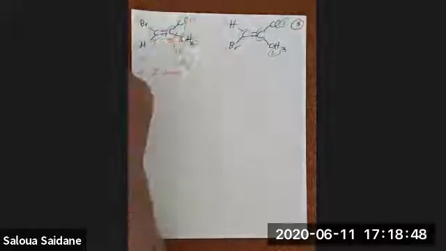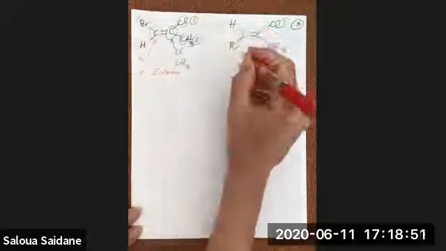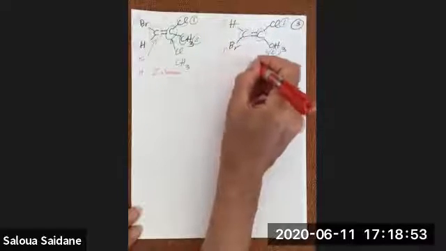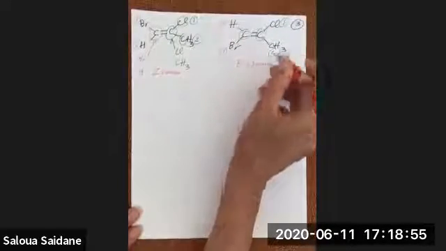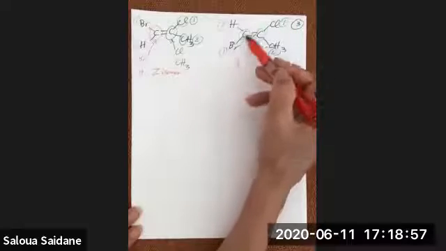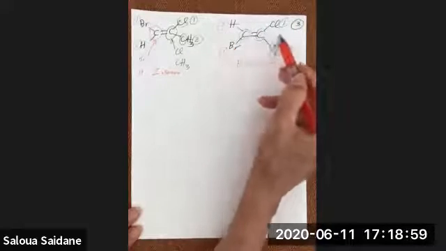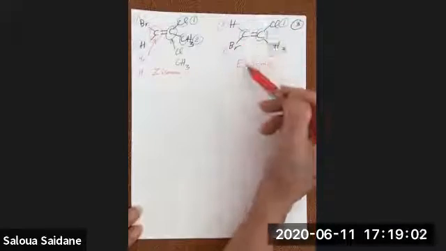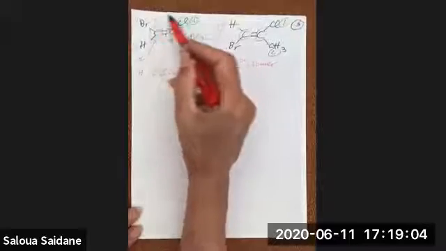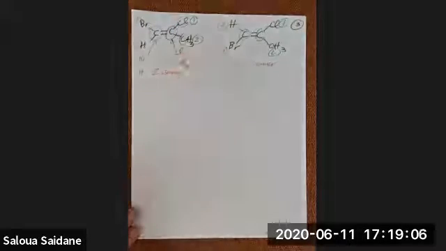That's what we mean by same side, is that plane. So this is the E isomer. So if your number ones are on opposite sides of the pi bond, of the double bond, then it's an E. If the number ones are on the same side, then it's a Z.